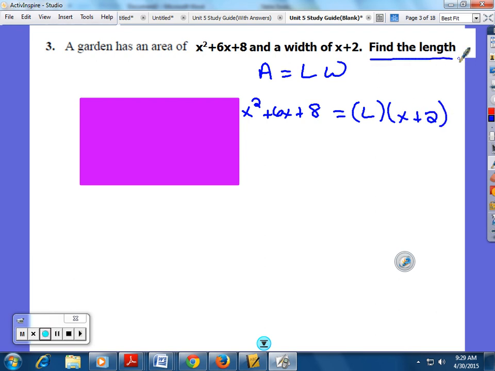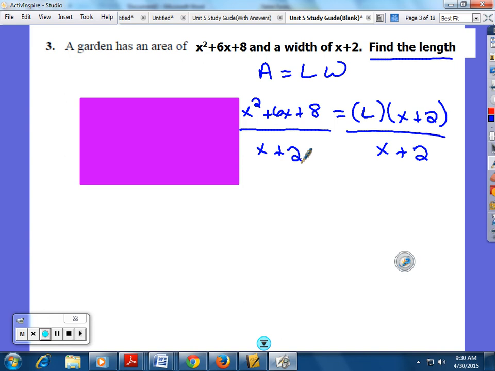So to do that, we get L by itself. The opposite of multiplying by x plus 2 is dividing by x plus 2. What you do to one side, you must do to the other. Okay. Now the way it looks right here, this trinomial on top, you can't factor x plus 2 into x squared plus 6x plus 8.